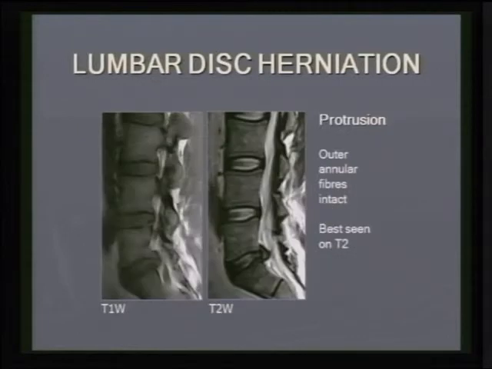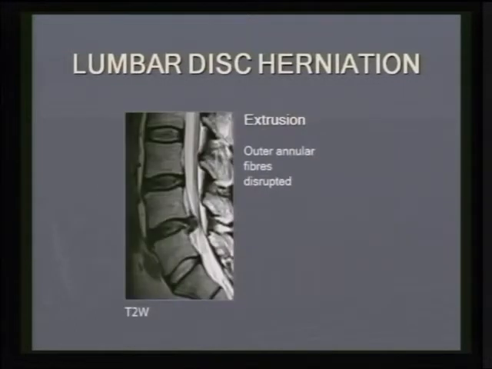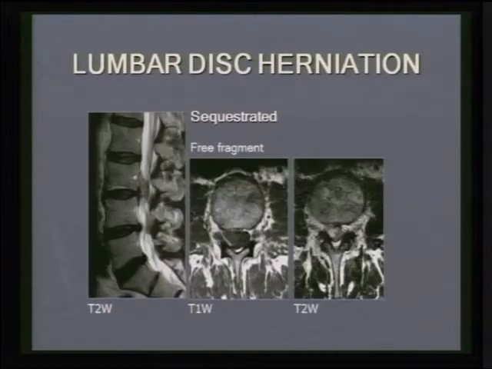of the lesion. We consider a prolapse to be a protrusion when the outer annular fibers are intact, and this is best assessed on the sagittal T2 weighted images, where we have the appearance of a low signal rim around the prolapse, suggesting that the outer fibers of the annulus are intact. When they are disrupted, as in this case, then we call it a disc extrusion, but the disc fragment is still in continuity with the parent disc. But when there is displacement or migration of the disc fragment from the parent disc, sometimes to an extent that it's difficult to know exactly which disc the lesion arose from, then we classify this as a sequestrated disc prolapse.